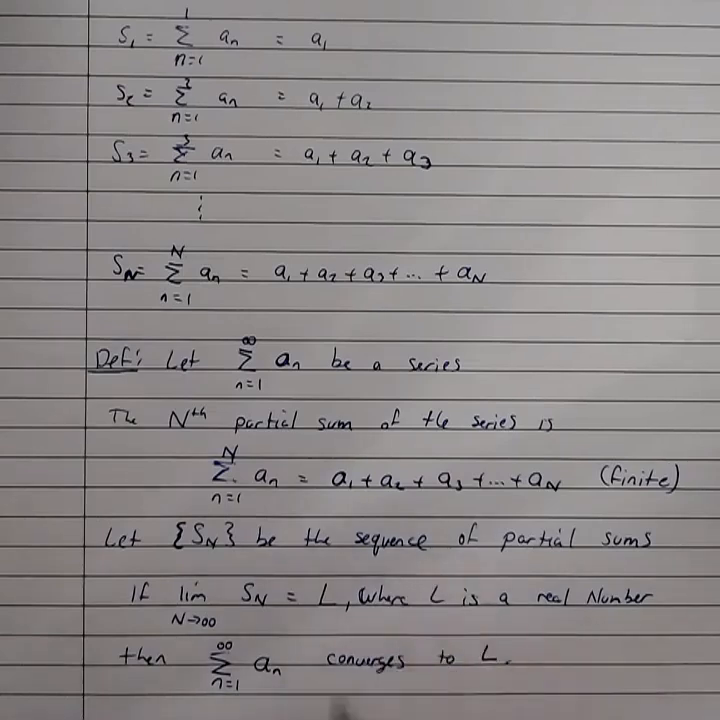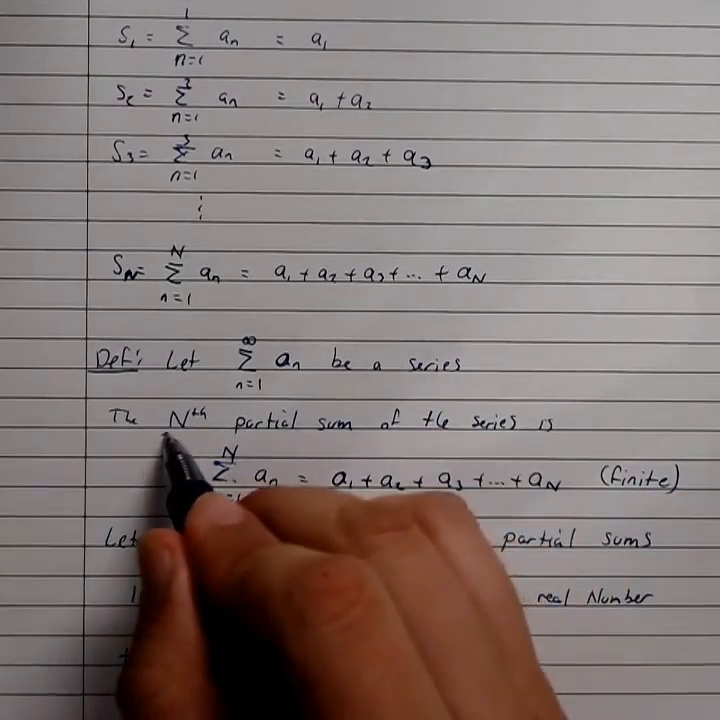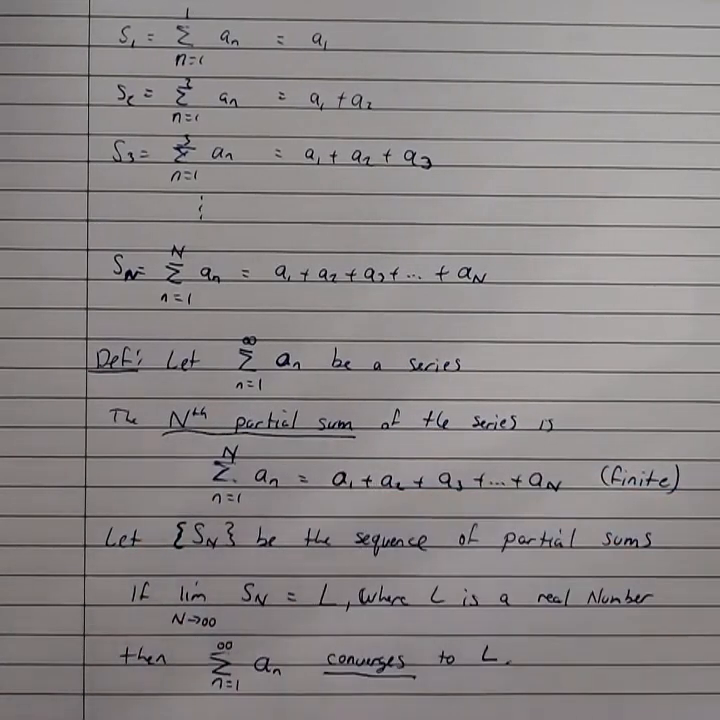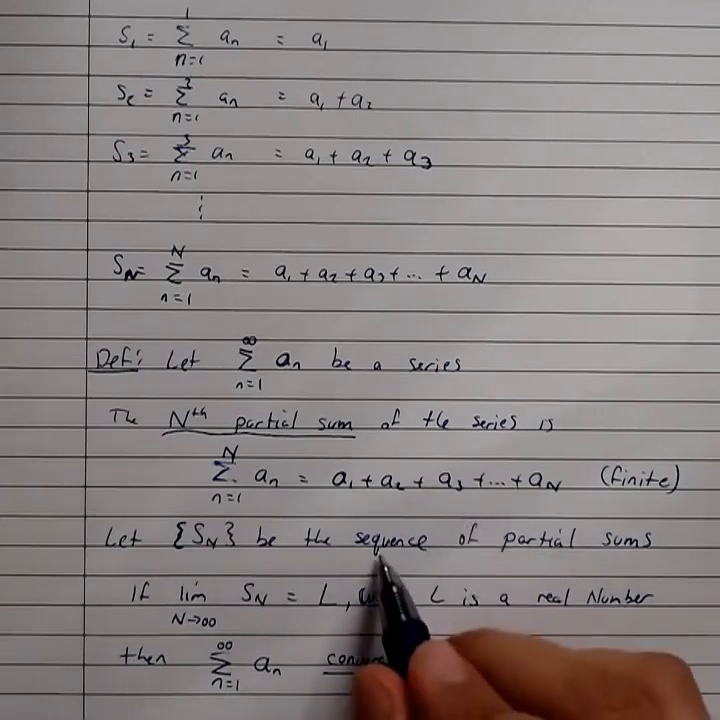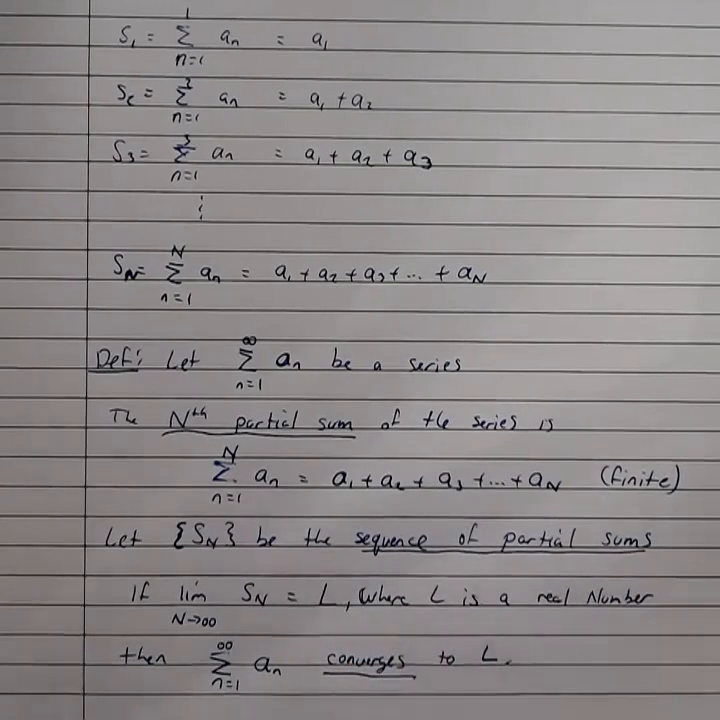Okay. So here we're defining what it means for a sequence to converge. Here we're also defining what the nth partial sum is. And here we're defining what the sequence of partial sums is. So to best go through all the finer points of this definition, let's take a look at an example.